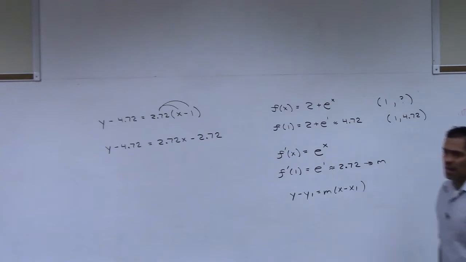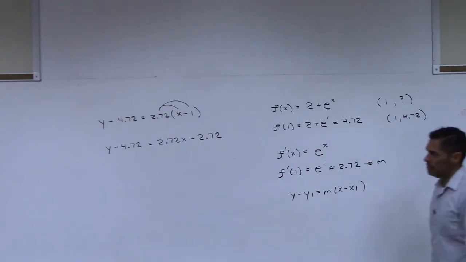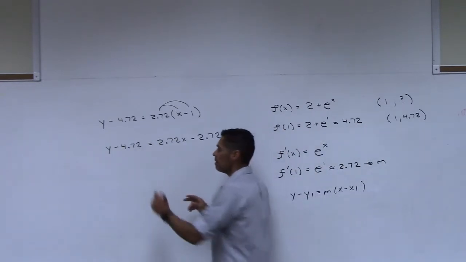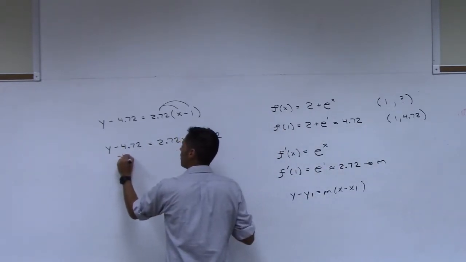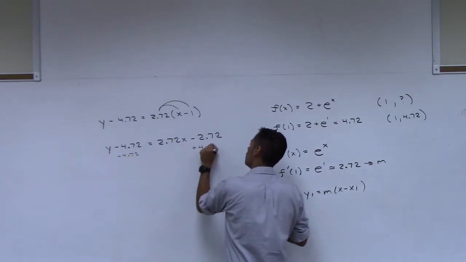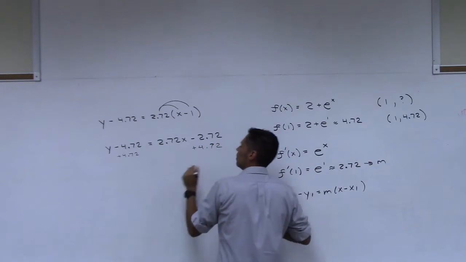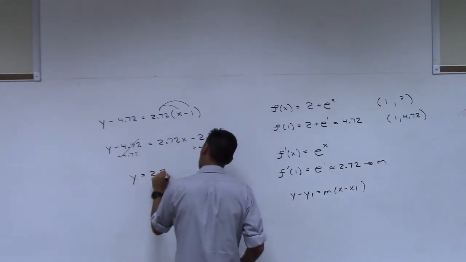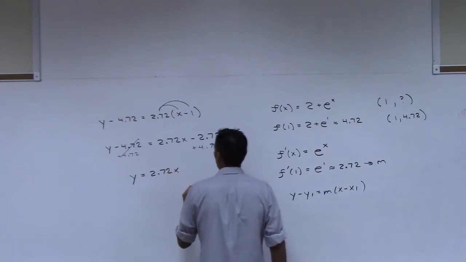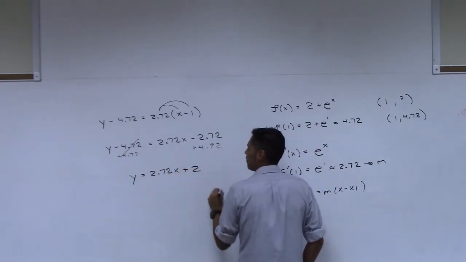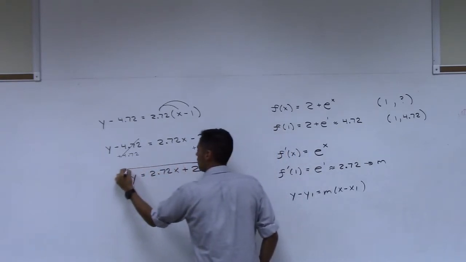And there's one last step. Yep, bring this over to the other side. So add it to both sides. Add 4.72. 4.72 goes away over here. You get y equals 2.72x. And then what? Plus 2. That's it.